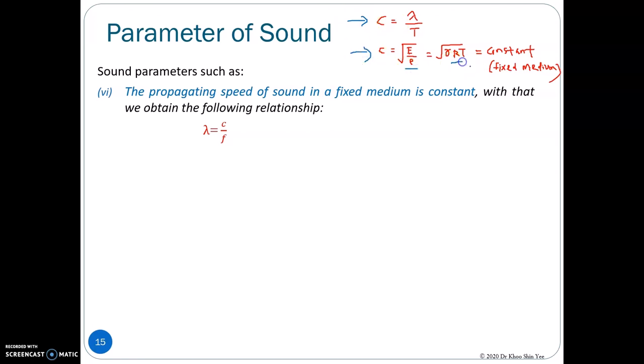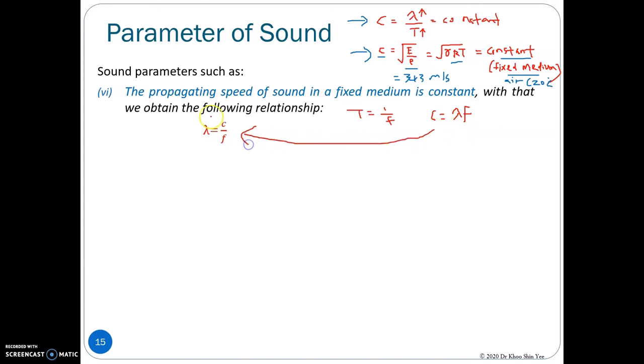From the second and third formulas, we know that for a fixed medium such as air at 20 degrees Celsius, the speed will be equal to a constant, which we computed as around 343 meters per second. Since C is equal to a constant, it means that if you increase the period, the wavelength will be increased as well. If you reduce the period, then the wavelength will be reduced as well. We know that period is equal to 1 over F. Once you substitute, you obtain C equal to lambda F, and if you rearrange this, you obtain this equation.